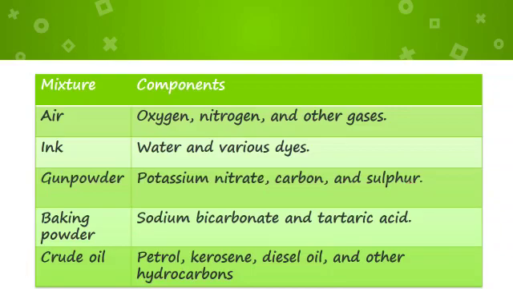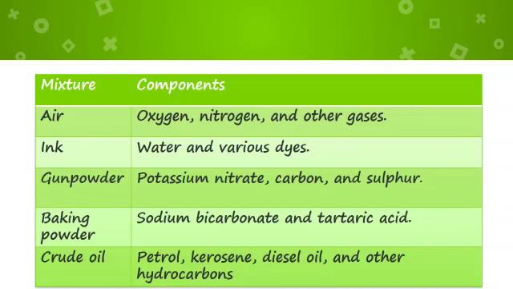As a science student, you should think about things this way. What if we are talking about mixtures? You should know the daily examples: air is a mixture of oxygen, nitrogen, and other gases. And if we talk about gunpowder, something should quickly pop up in your mind: I know that gunpowder is a mixture of potassium nitrate, carbon, and sulfur.